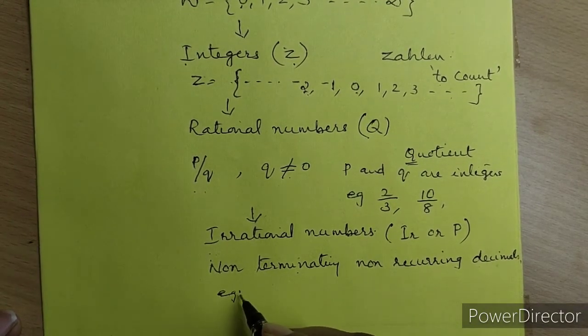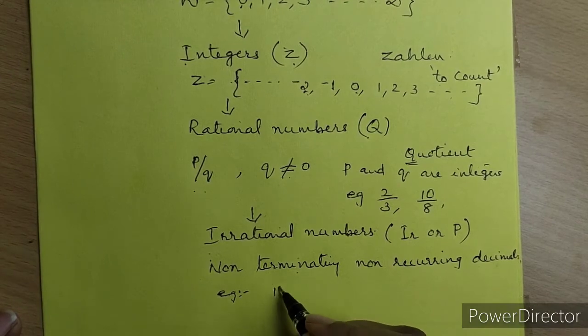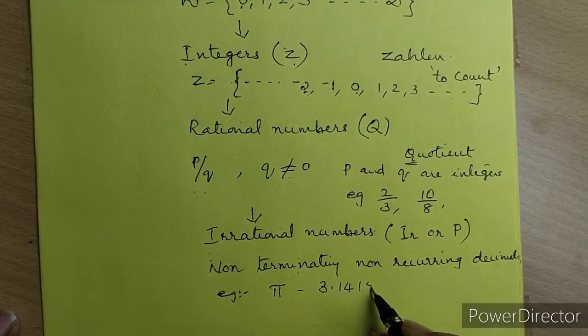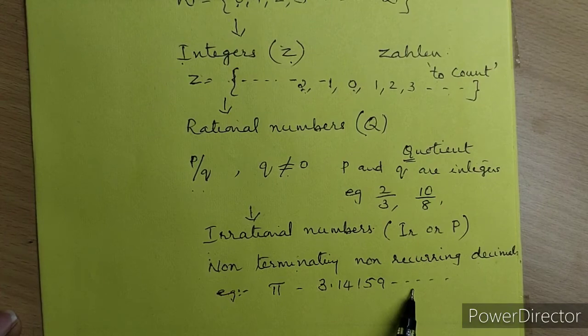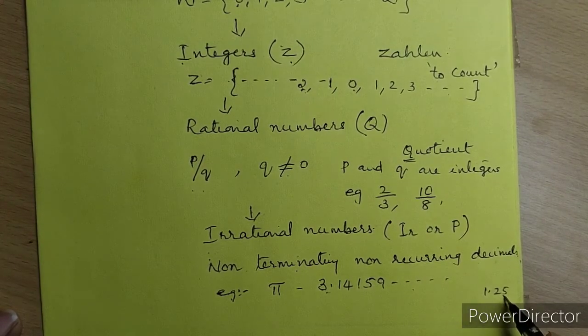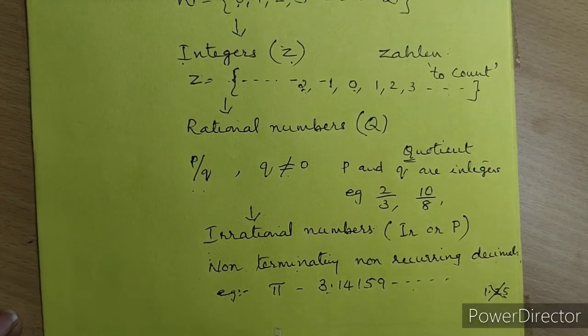For example, pi value. Pi value is 3.14159 etc. It's non-terminating. It is not recurring also. Recurring means the same number will be repeating; that is called a recurring decimal. Terminating means it will stop. For example, 1.25 stops here. So if it is terminating, it is not an irrational number. So non-terminating, non-recurring decimals are called irrational numbers.